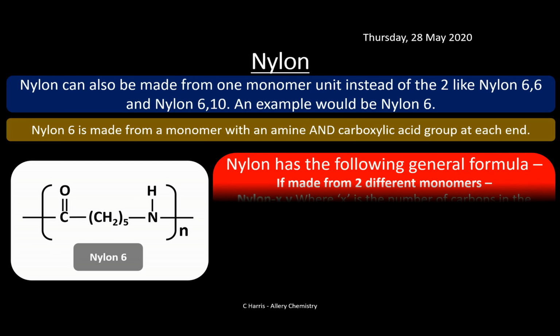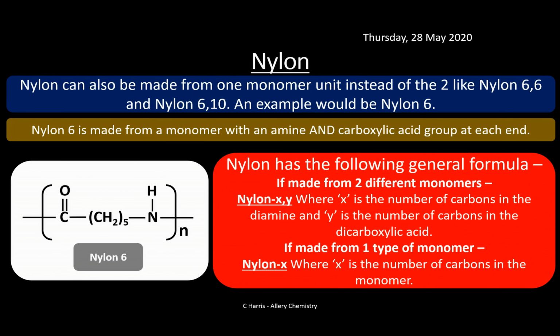So just, how do we apply this then? So nylon has the following general formula. You need to know a lot about these general formulas. If made from 2 different monomers, as we've seen before, then for example we use something like nylon XY. So X is the number of carbons in the diamine, so that's the first bit. Remember that was 6,10, so that was the number in the diamine. Okay, and Y is the number of carbons in the dicarboxylic acid, which is there, that's 6,10. Okay, so it's always that way around, so just be aware.